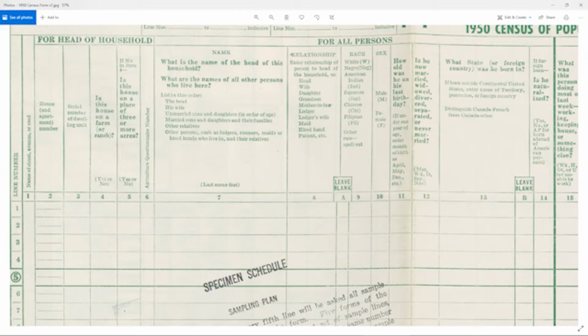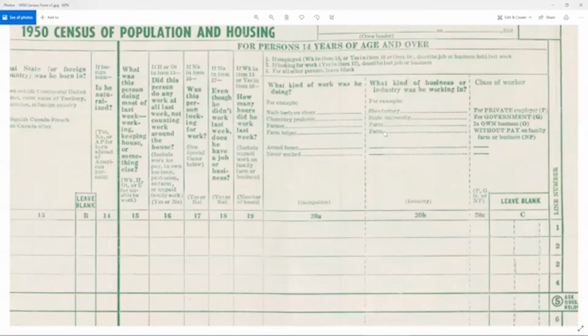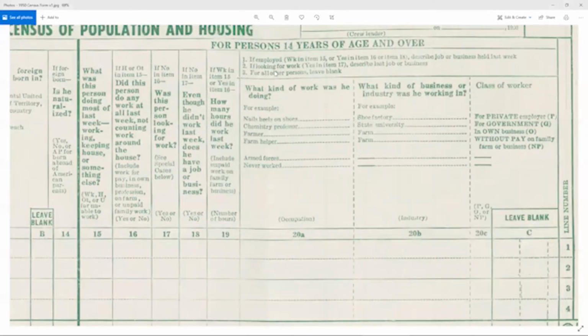All right. And one other thing I want to note too, in this where born column, if it was a foreign country, they were supposed to enter it based on the present day boundaries. So just be aware of that. All right, so we go over here and we look at this portion here. I'll pull it up a little more. And this is for persons 14 years of age and over.